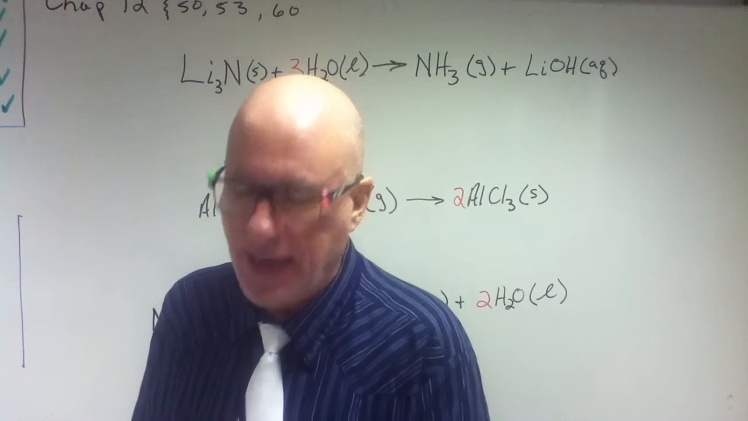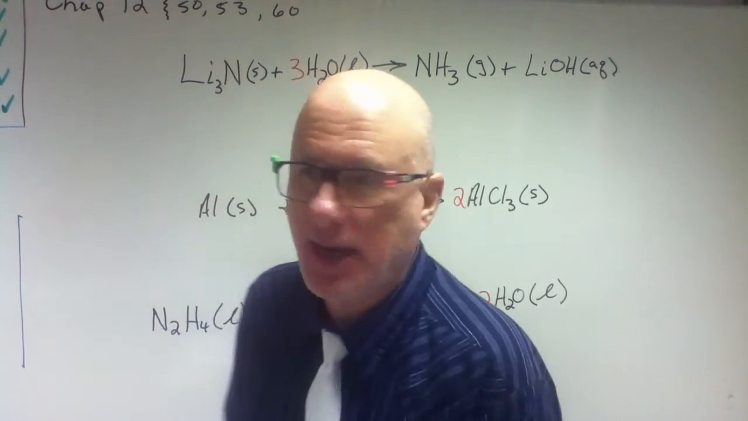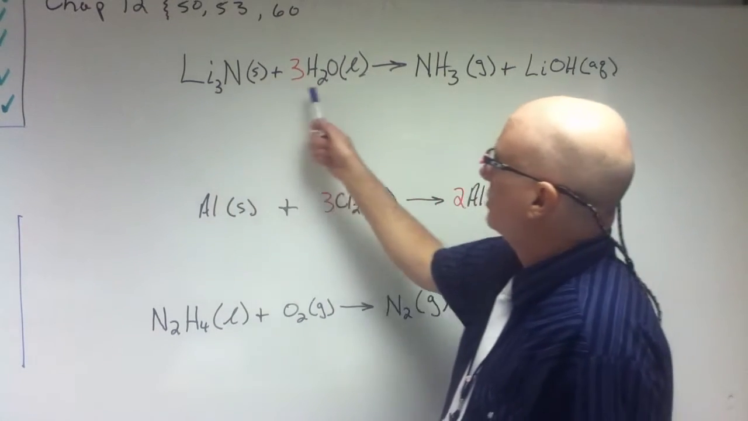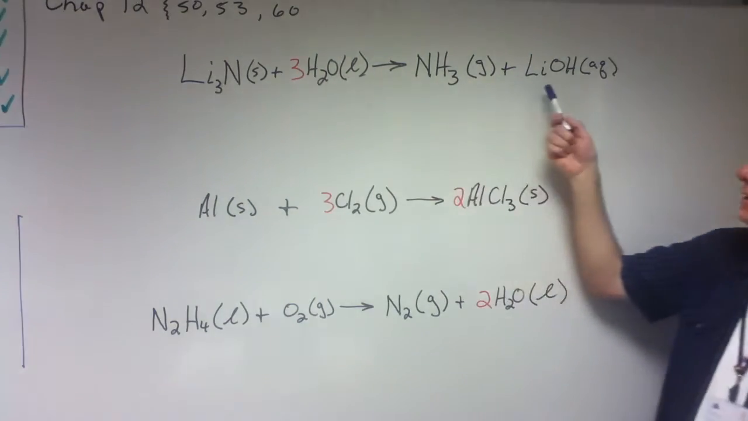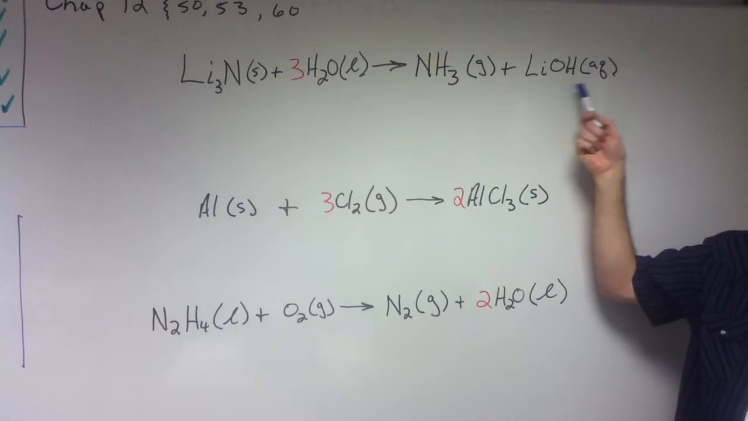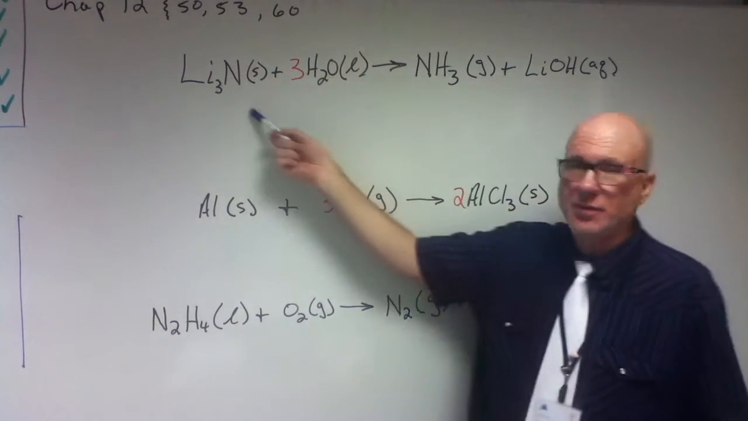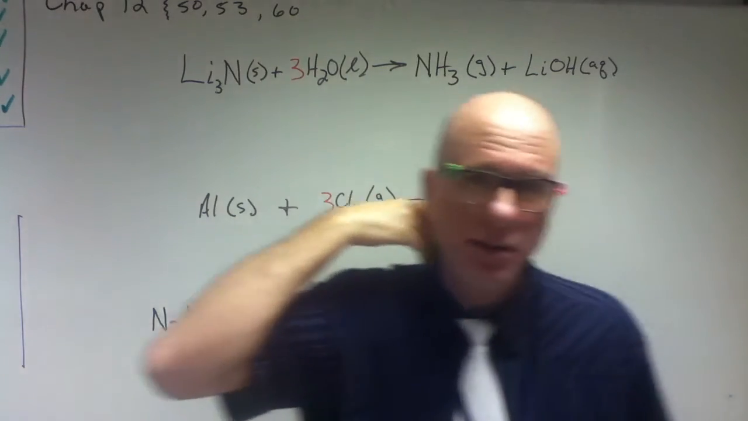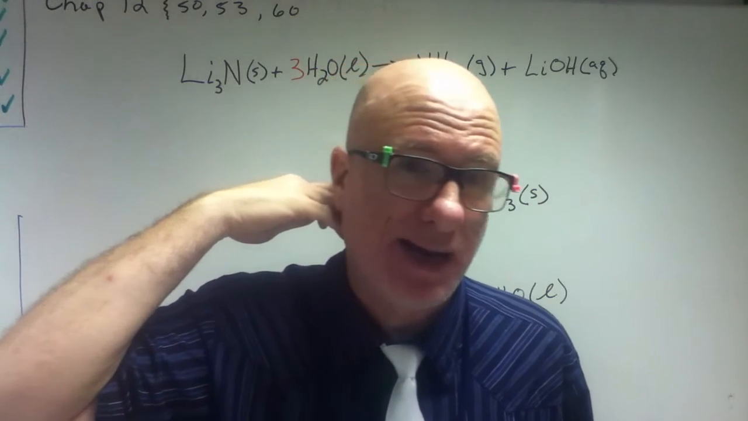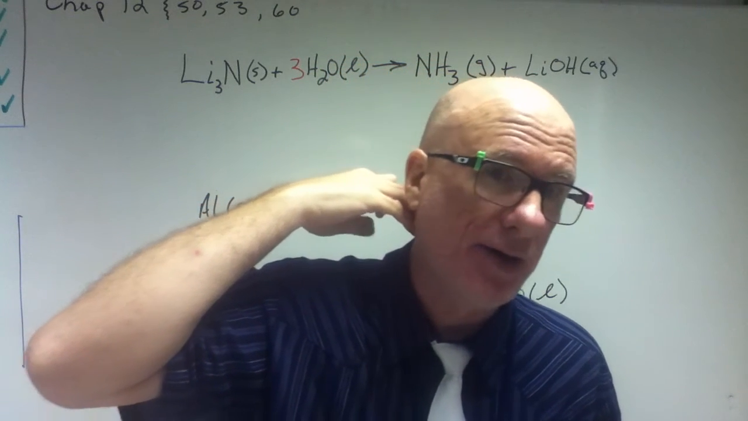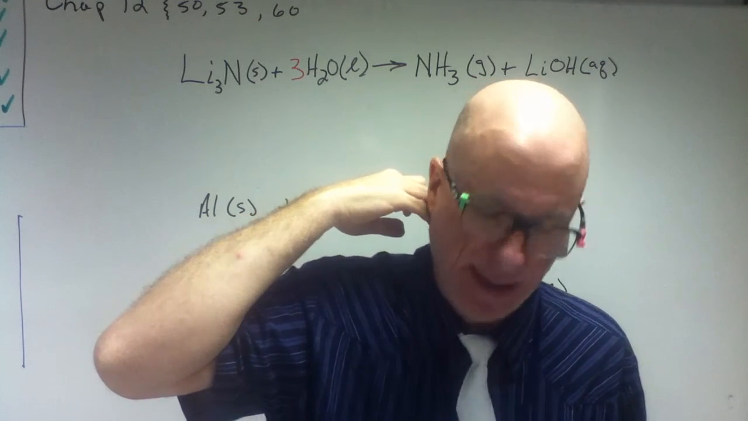Okay, now. Lithium nitride reacts with water to form ammonia and aqueous lithium hydroxide. Lithium nitride plus water, solid, liquid, gives ammonia gas and lithium hydroxide, which is aqueous. Remember, the group 1 metal salts or metal hydroxides or really metal anything are very strongly soluble, dissociable in water. Understood? Okay.